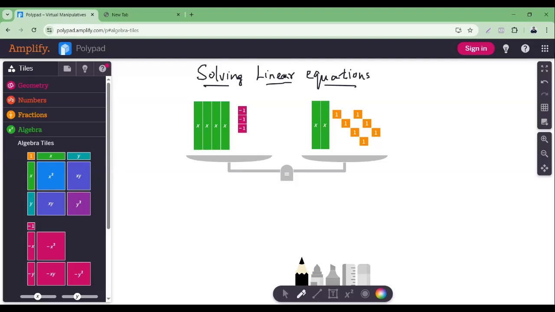What is linear? If you have already watched the basics of algebra, introduction to algebra videos on my channel, you would have understood what is linear. Linear means the expressions where the variable, whichever variable, it can be x or y, has the highest power as 1. It means the degree is 1. That's called linear.